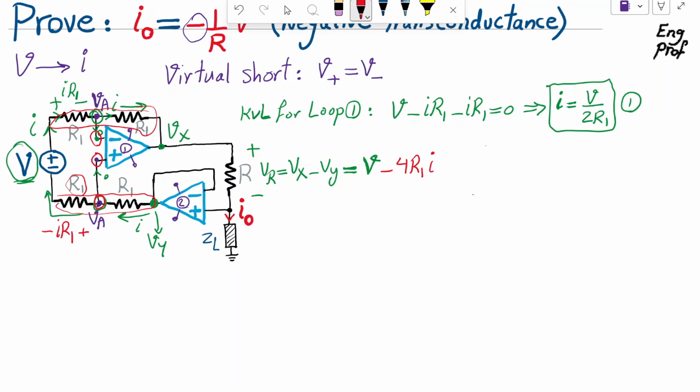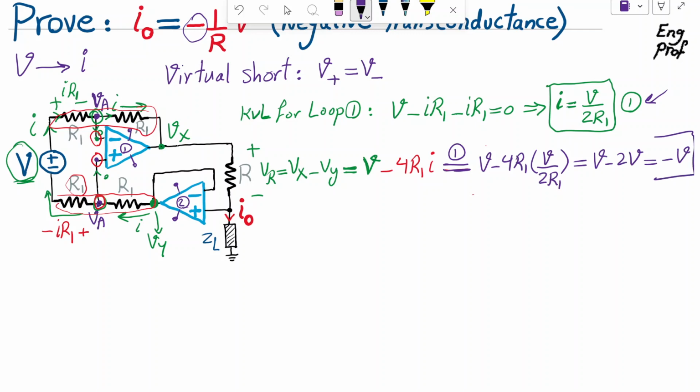And then I'm going to use equation 1 here to substitute for I. So V minus 4R1 times V divided by 2R1. So obviously what I get is V minus 2V, which is negative V. That's very interesting. So I found VR, or voltage across this resistor R, to be equal to negative V.